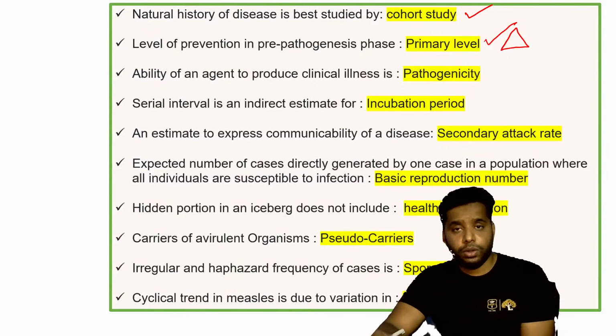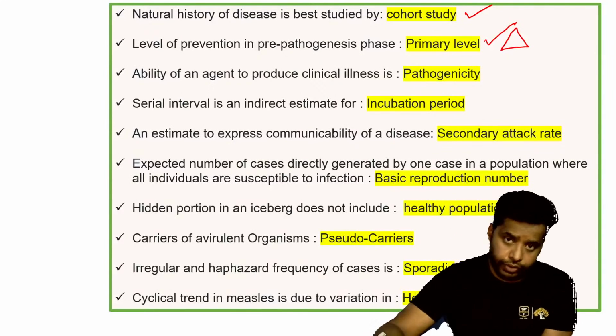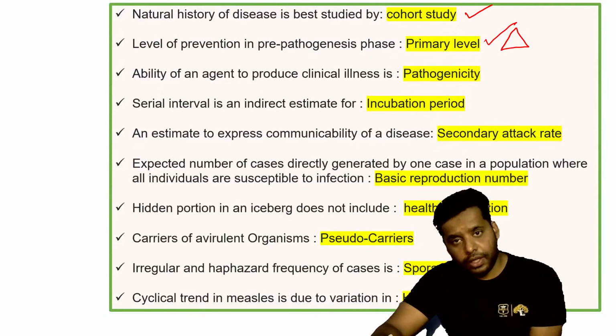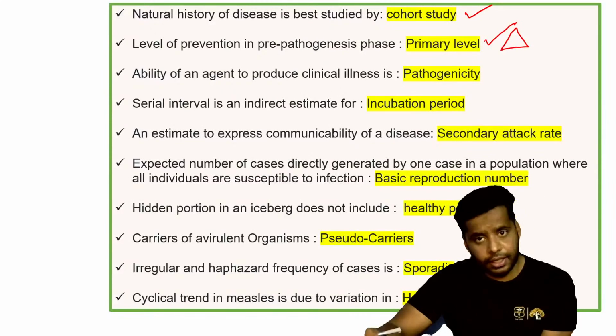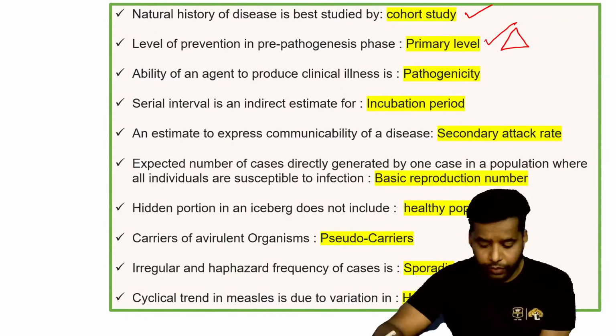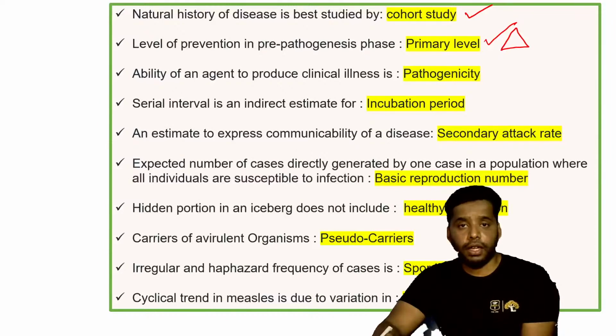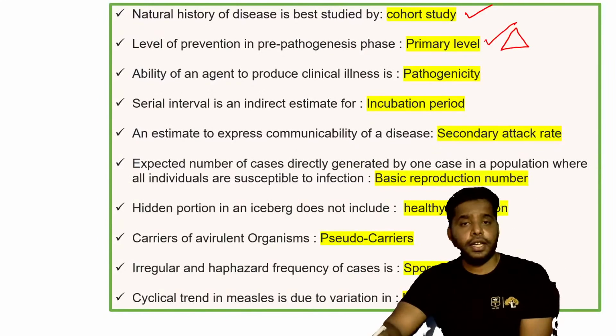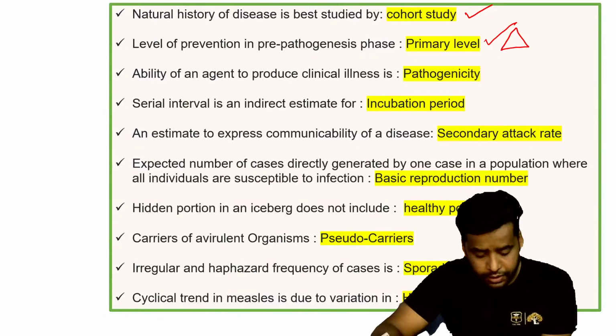But the pathogenesis phase is the next phase where symptoms will come and complications will happen. In the pathogenesis phase, secondary and tertiary levels of prevention can be done. So what is done in primary level is done in which phase? Pre-pathogenesis phase. Secondary and tertiary levels are done in the pathogenesis phase.